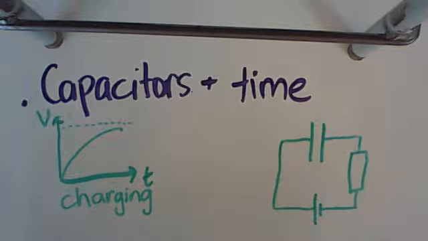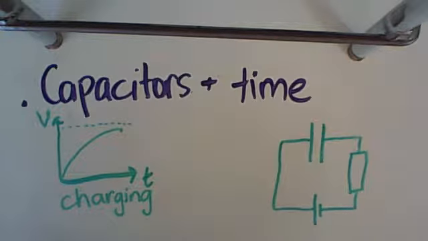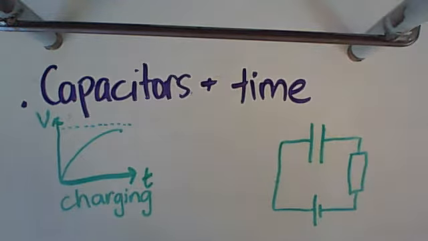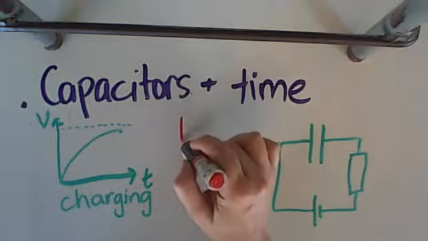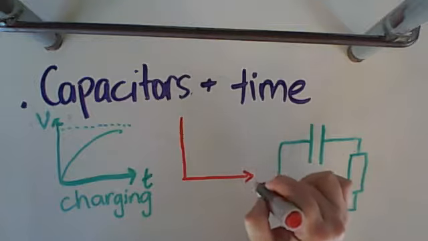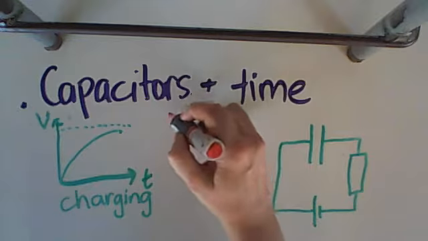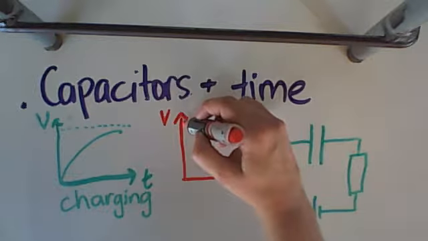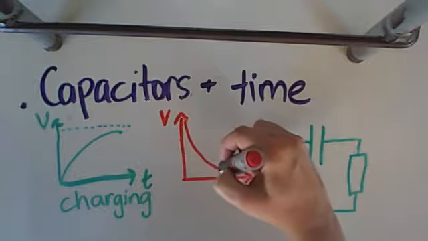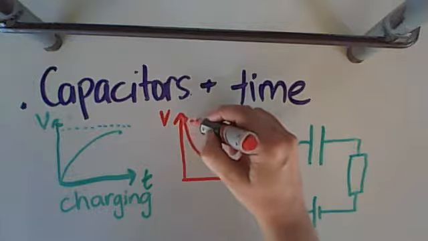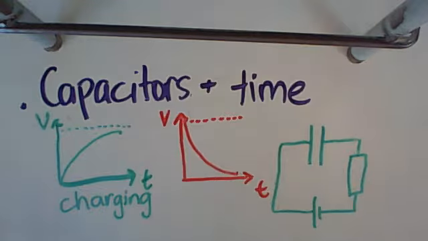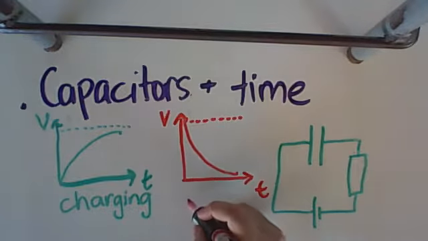And then, let's say we disconnect it. Let's say we open up something else in the circuit. It will discharge. And at first, it's going to be very easy for the charges to leave the capacitor's plates. So it's going to start with a high voltage and it's going to discharge that voltage. Remembering voltage is potential difference. So this is discharging.